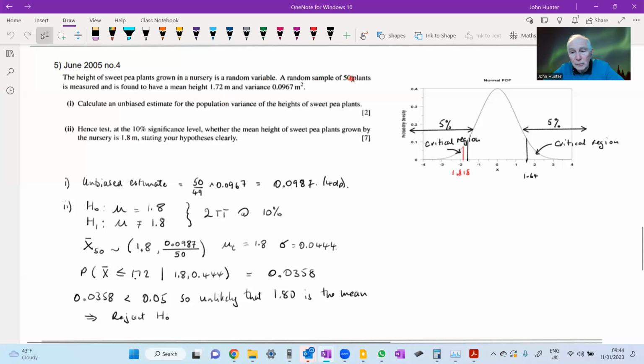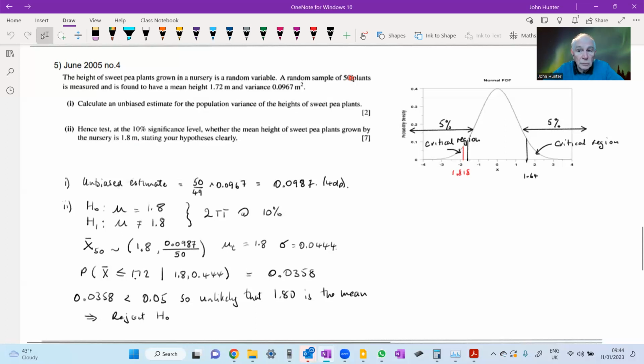So we've taken a random sample of 50 plants and found that it's got this variance. We've measured the variance of these 50 and got this figure. Now, if we were to apply this to the whole population, then of course we're using the data that we've got from our sample to estimate the population.